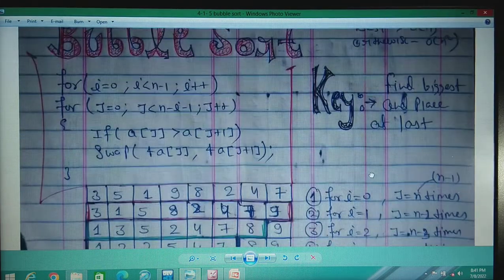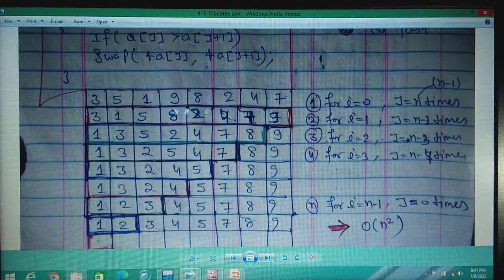Now see, at first suppose the data is 3 5 1 9 8 2 4 4 7. At first your target is to place the biggest element at last, then the second biggest element at second last, then third last, then fourth last, then fifth last, then sixth last, then seventh last, then at last 1. So you can see such a type of ladder. If you learn this graph, you can understand how it is working.